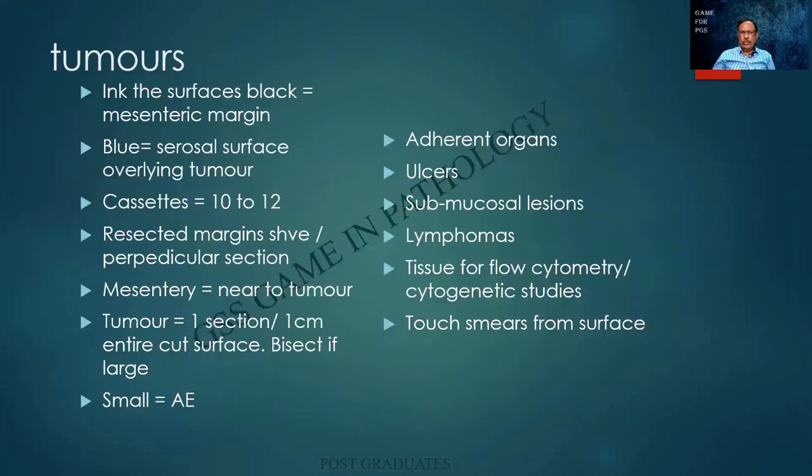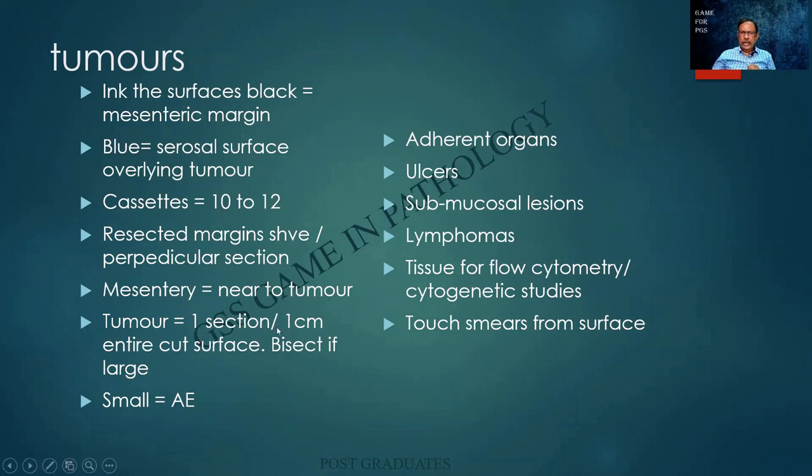When we go to the tumors, these are some of the parameters that you people will have to follow. I have explained it in detail in my class on the large intestinal pathology. You are supposed to be marking the surfaces as blue and black. The cassettes will have to be prepared in this number. From the resected margins, we have to give a shave or even a perpendicular section. Near to the tumor, the mesentery has to be sampled.